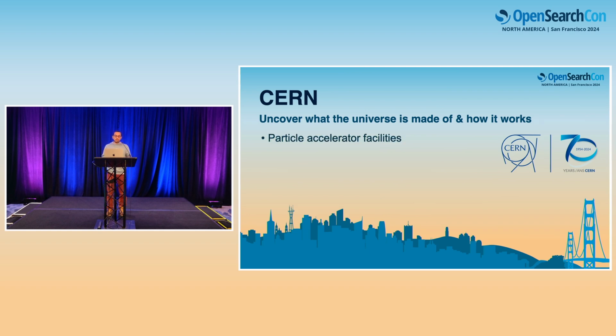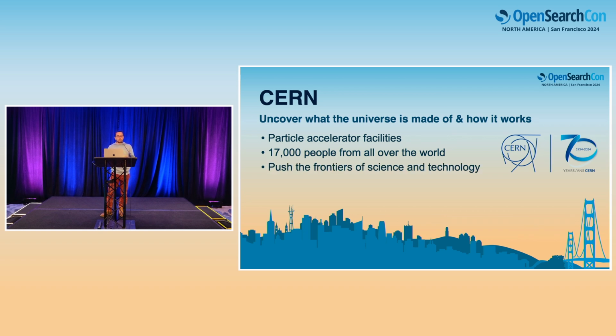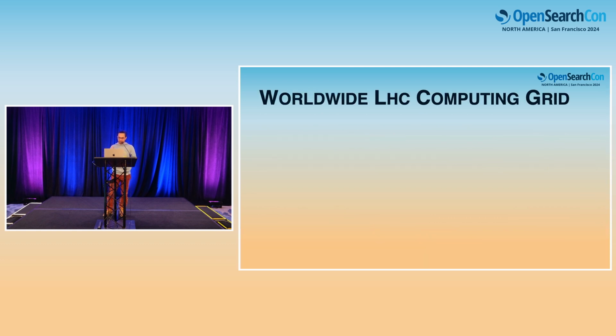To do that, we have built the world's largest particle accelerator. It's a 27 kilometer ring where we accelerate particles to very nearly the speed of light, and then we smash them together and see what happens. Now, we have 17,000 people all around the world collaborating for this purpose, and essentially we're trying to push the frontiers of science and technology together for the benefit of all, and also treat humankind's curiosity about these fundamental questions.